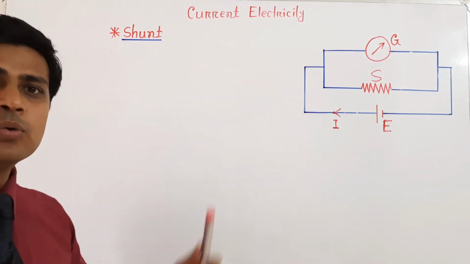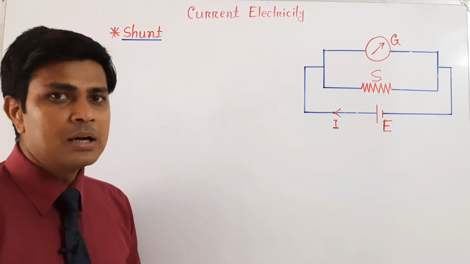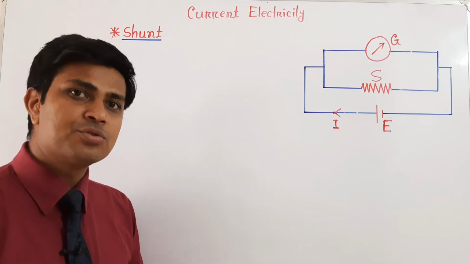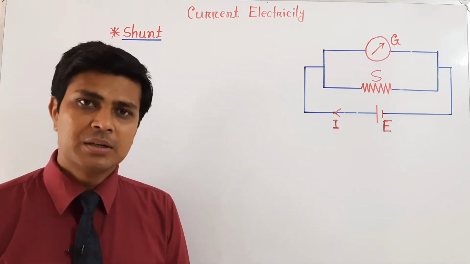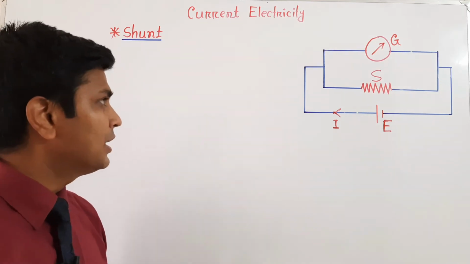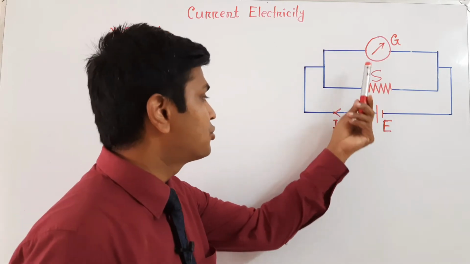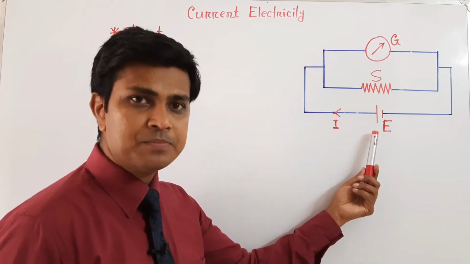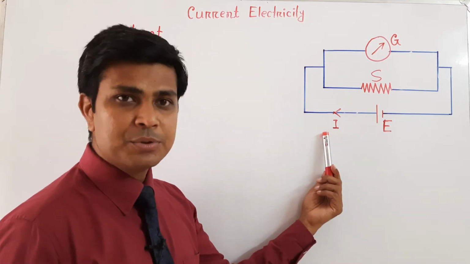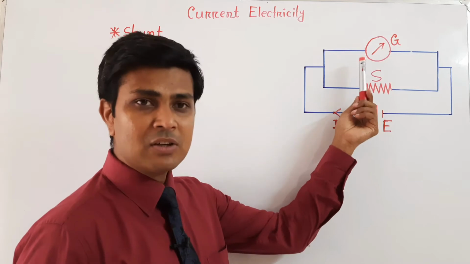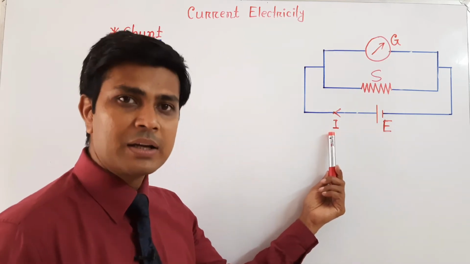Shunt is a very small amount of resistance connected parallel to a sensitive device or instrument to save it from an overflow of current. Look at the figure. You can see this is the galvanometer, which is a sensitive instrument, and this is the cell or the source. Suppose I ampere current is produced from the source, and this galvanometer cannot tolerate this amount of current.